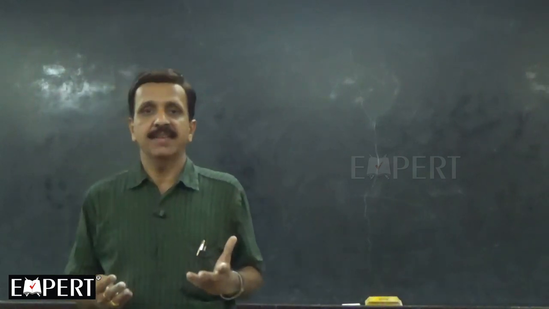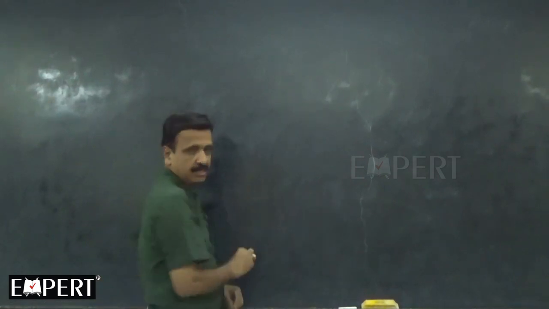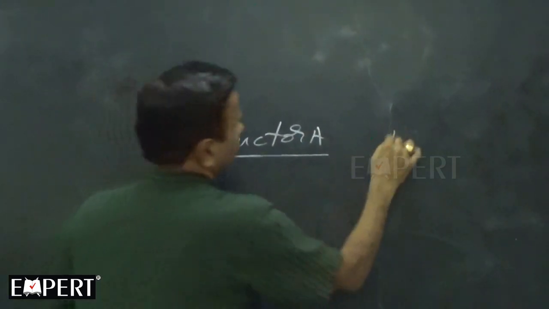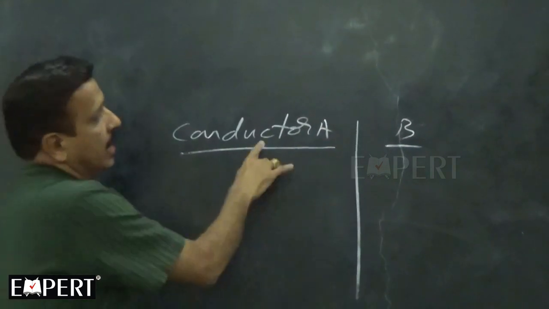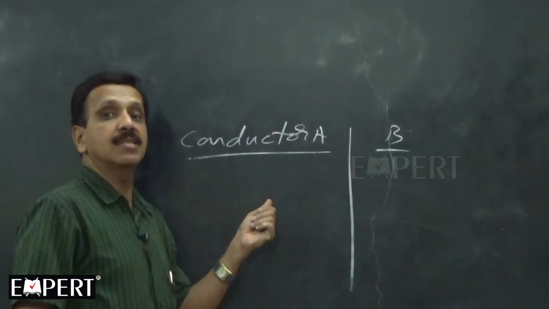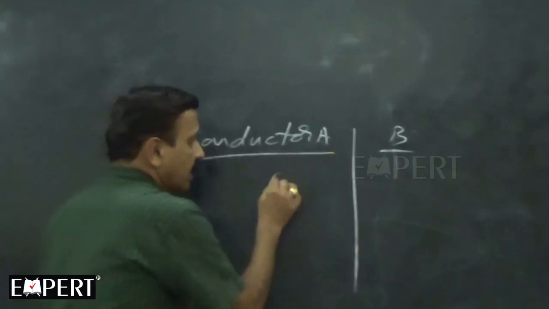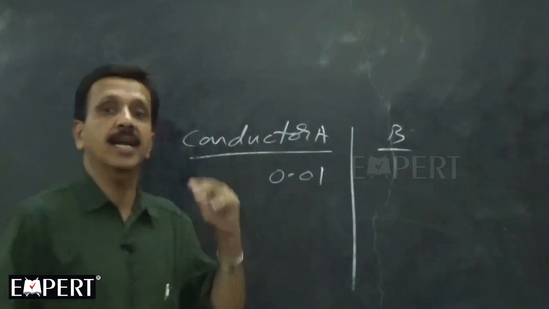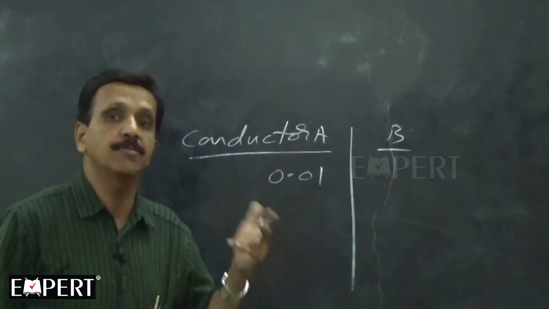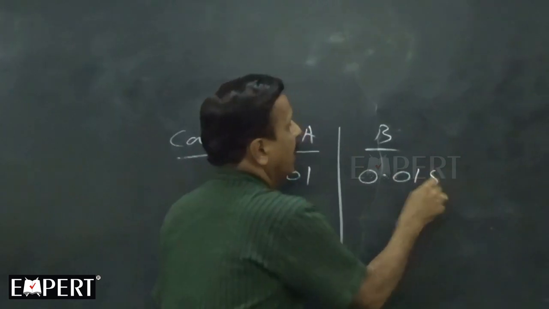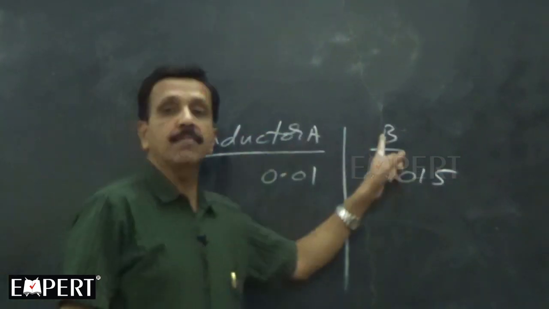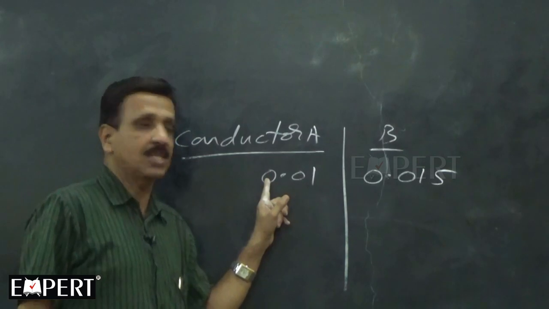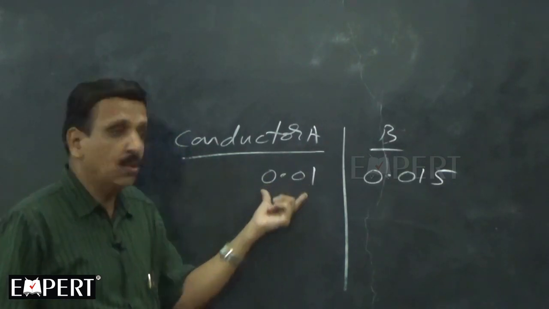Now, for example, if you take two conductors, conductor A and conductor B. For conductor A, the measure of variation of resistance with respect to temperature in degree centigrade is, say, 0.01. And for conductor B, the measure of variation of resistance with respect to temperature in degree centigrade is 0.015, which clearly says that conductor B is more sensitive to temperature changes. If the temperature increases, here the resistance changes by a smaller amount when compared to this.